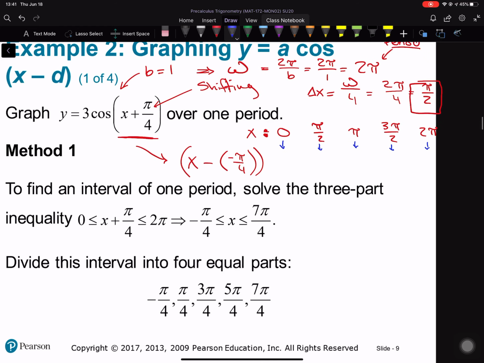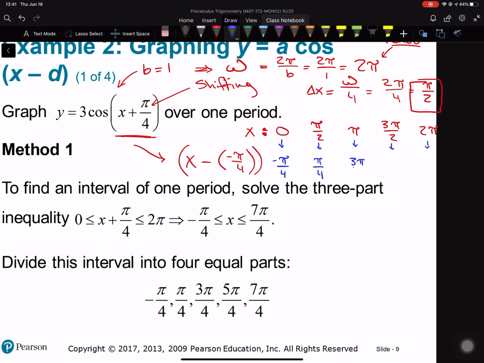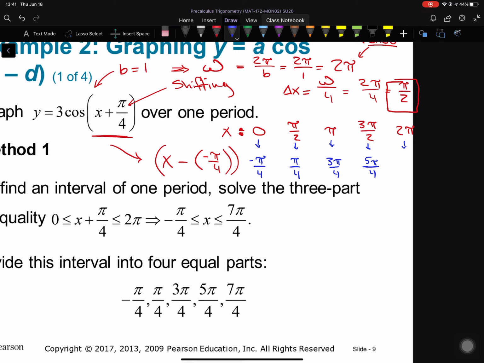This is where just being handy with fractions is useful. So this is going to be negative pi over 4. This one's going to end up being pi over 4. We have 4 pi over 4, which is going to be equal to 3 pi over 4. We have 6 pi over 4, which is going to be 5 pi over 4. And then we have 8 pi over 4, which is going to end up being 7 pi over 4. Those are all of our new x's for the table, the ones we want to graph along.